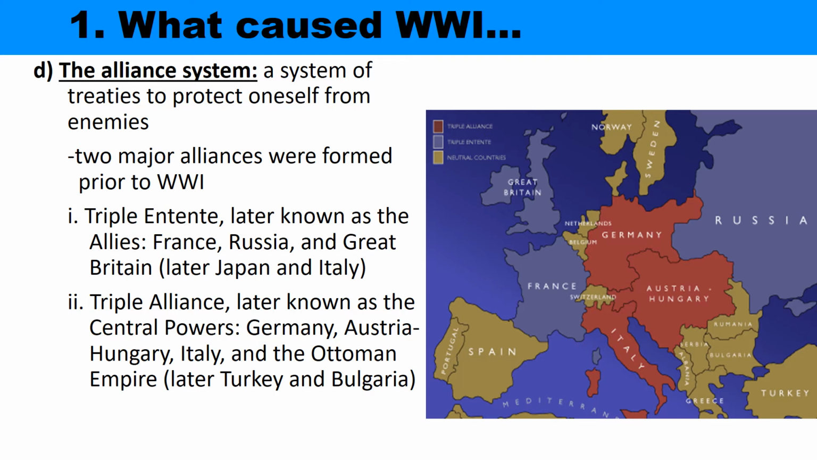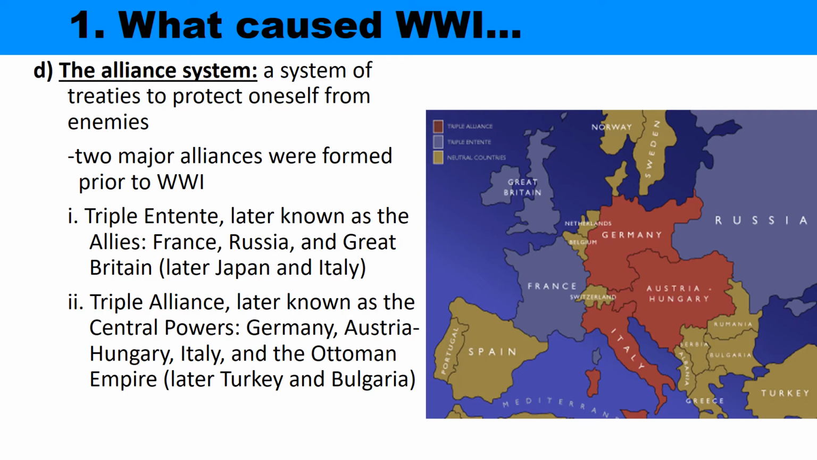In 1914, you really had 2 major alliances that were formed in Europe. One was known very early on as the Triple Entente. Later, we would refer to them as the Allied forces. It initially begins with France, Russia, and Great Britain. Later, Japan and Italy will join that, but not right away.